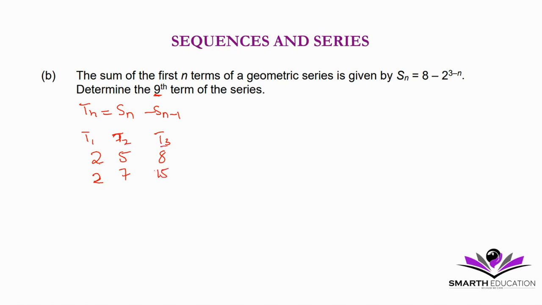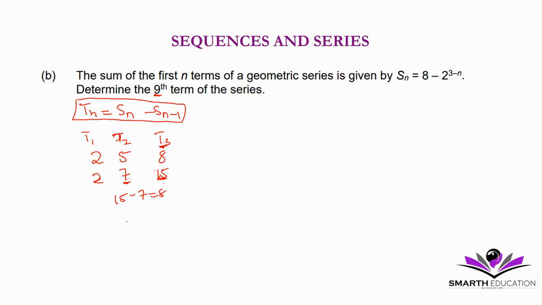Let's say we want to find term 3. If we want to find term 3, we can say S3 minus S2. If you say 15 minus 7, we get 8. Right? To get S3, the sum of the first 3 terms, we add term number 3 to the sum of the first 2 terms. So now, when we use this formula, we can easily get what?